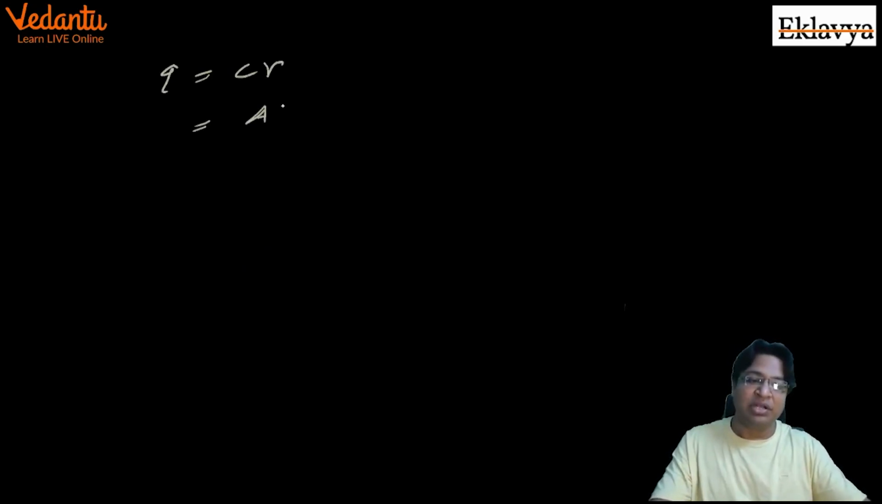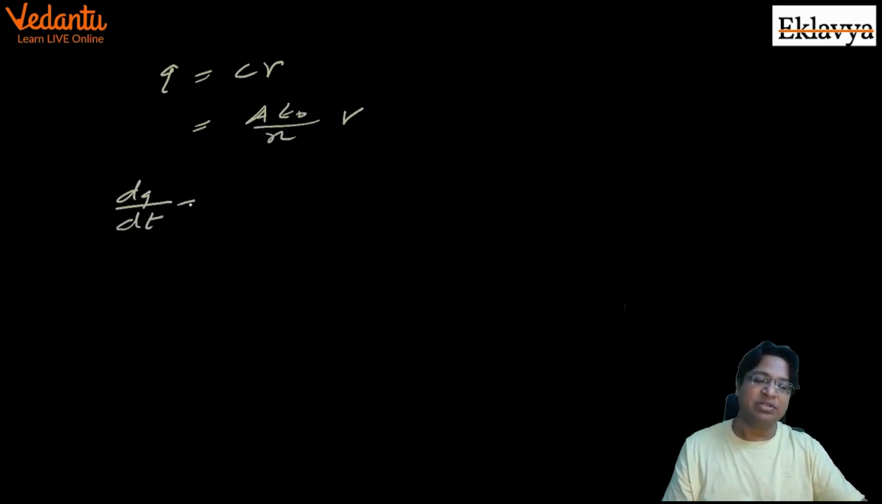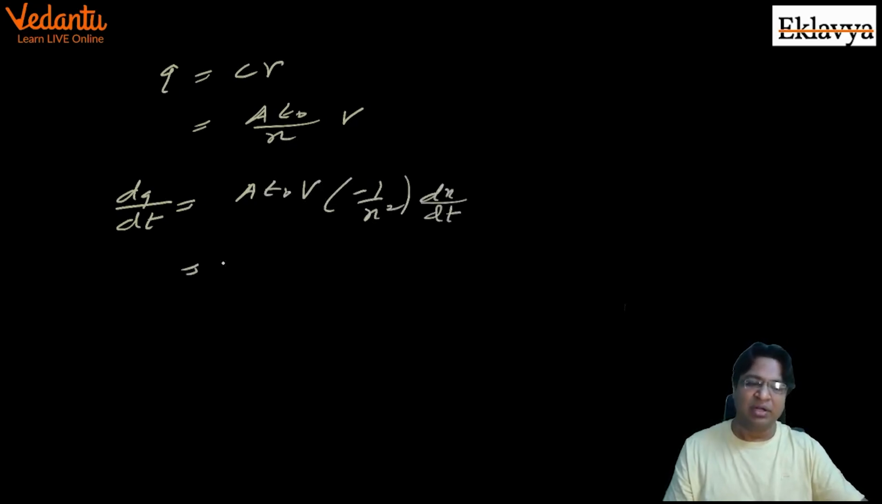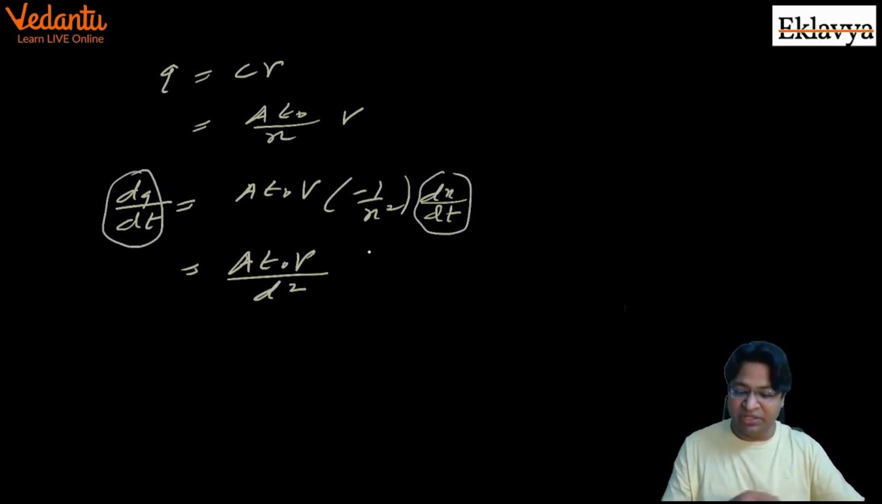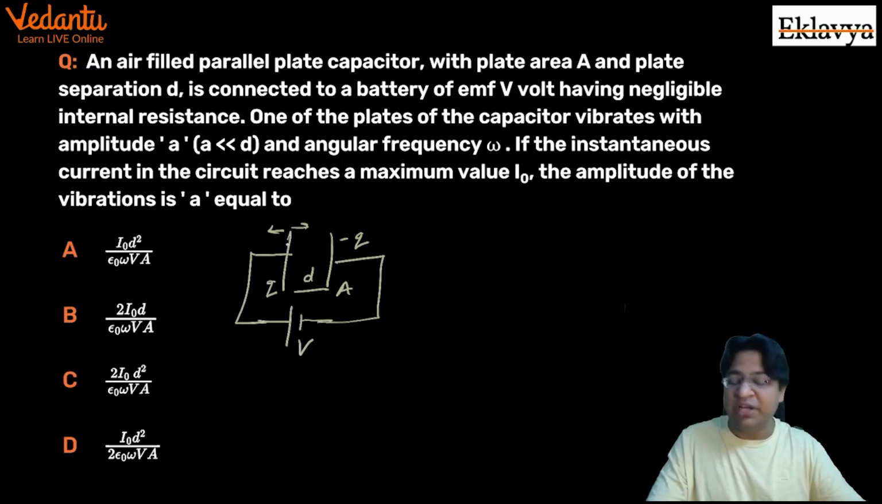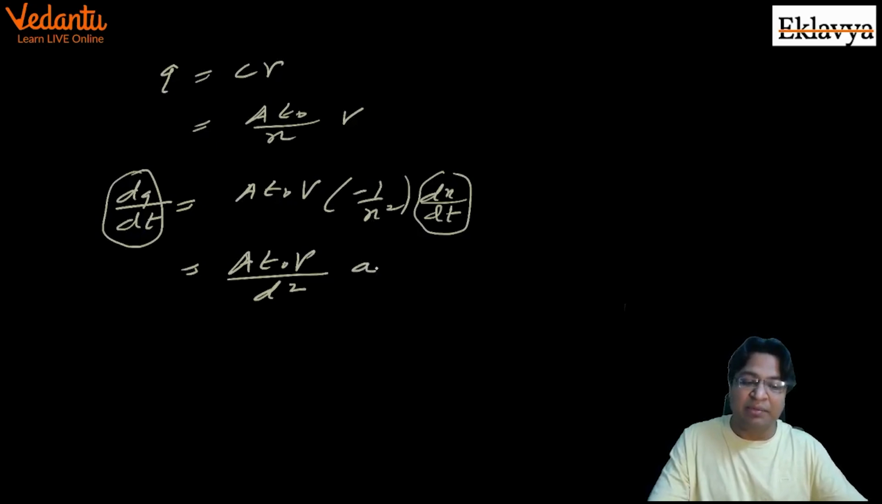So it can be written as A epsilon naught by X, where X is the separation between the capacitor plates. We can see now that the charge will change because X is changing. So A epsilon naught V then minus 1 upon X square into dx by dt is what you get. So A epsilon naught V by this X is actually D, so D square. If you want the maximum value of current, then you should have the maximum value of dx by dt. If this plate is performing SHM, then the maximum value occurs at the mean position, which is A times omega. So amplitude is small a, omega. This is the maximum value of dx by dt.